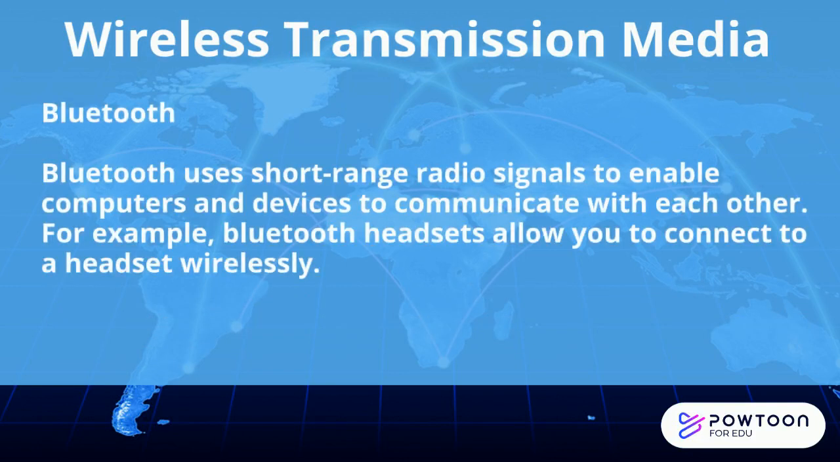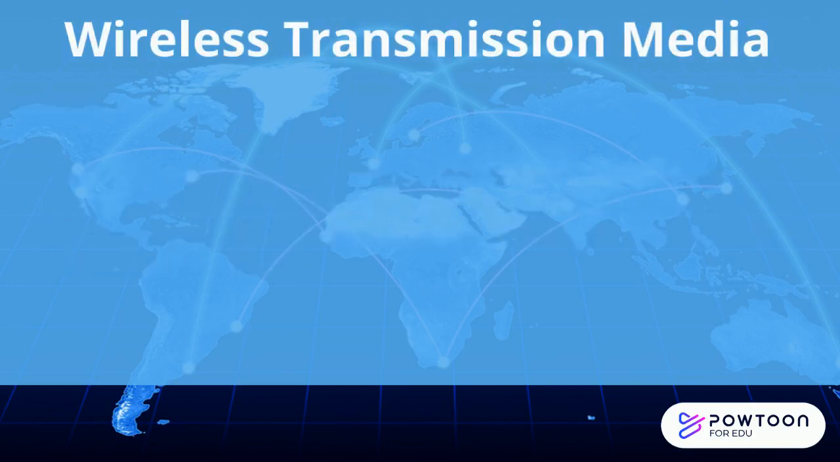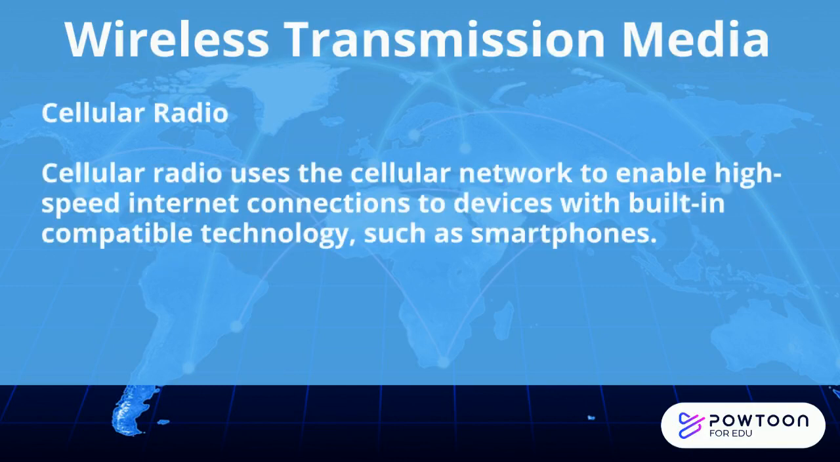Bluetooth uses short-range radio signals to enable computers and devices to communicate with each other. For example, Bluetooth headsets allow you to connect to a headset wirelessly. Cellular radio uses the cellular network to enable high-speed internet connections to devices with built-in compatible technology, such as smartphones.